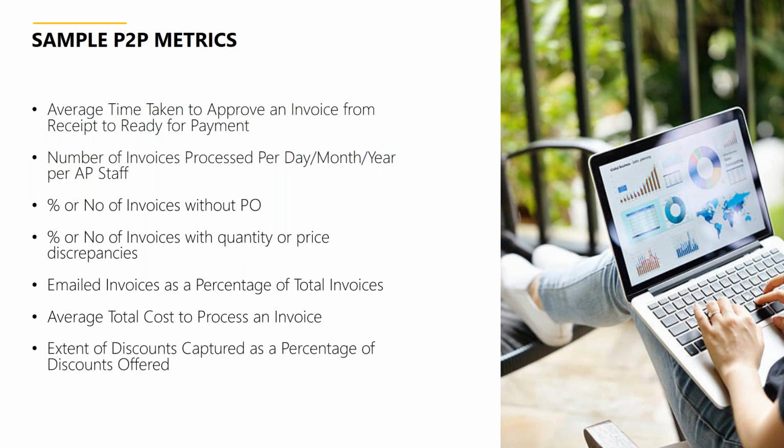Final KPI that we would suggest is perhaps looking at the extent of discounts captured as a percentage of discounts offered. Some companies are very hot on this, and even if you were to look at just 1.5% of your total spend through invoices, and think of that as a revenue flow, if your systems are performing well and you're earning your early payment discounts, that can make a significant difference.